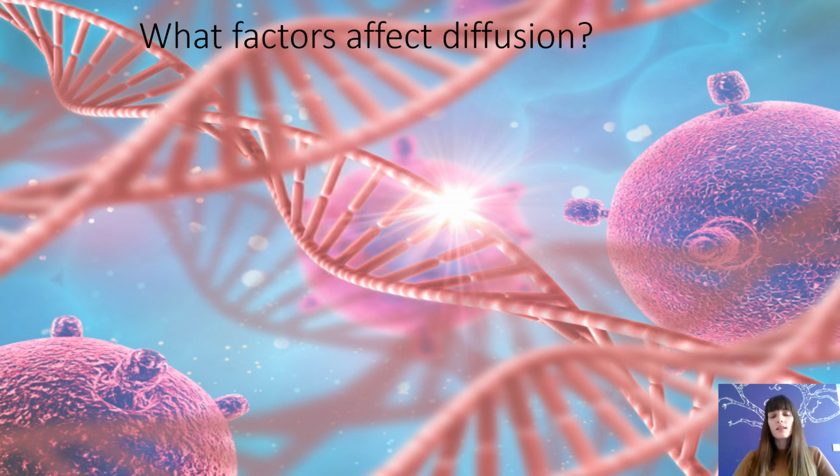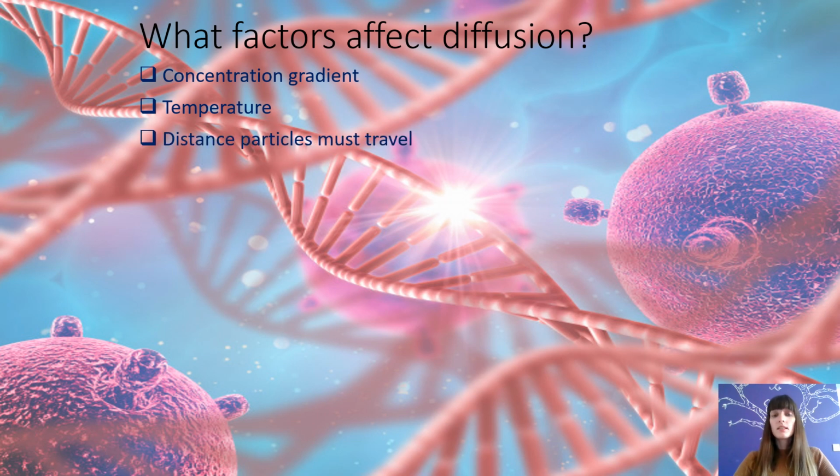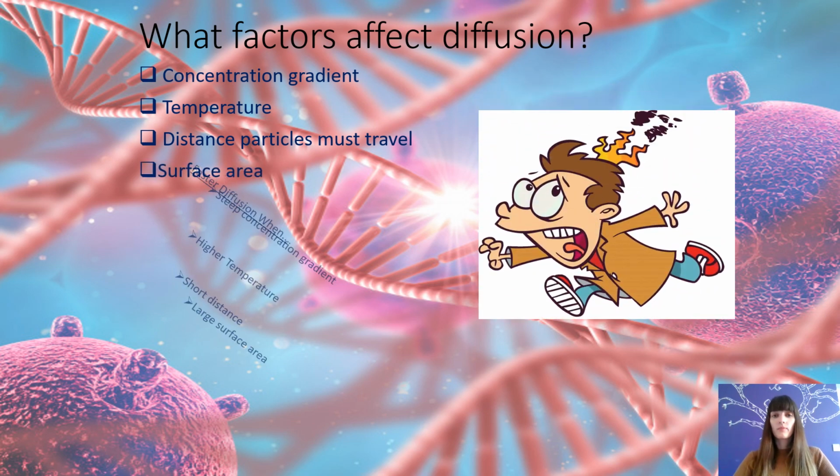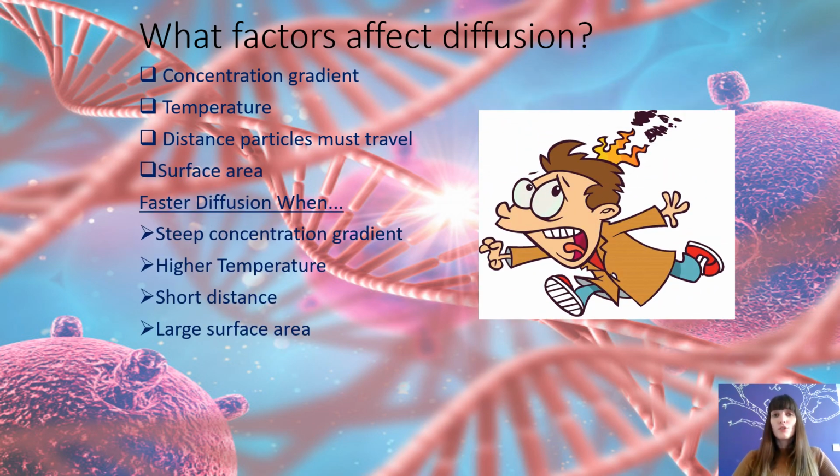So the following things affect diffusion. The concentration gradient, as we talked about earlier, whether it's a high concentration gradient, so a big difference, or a low concentration gradient. Temperature. The distance particles must travel, as we talked about when we looked at the alveoli. And surface area. Diffusion is much quicker when there is that steep or high concentration gradient.